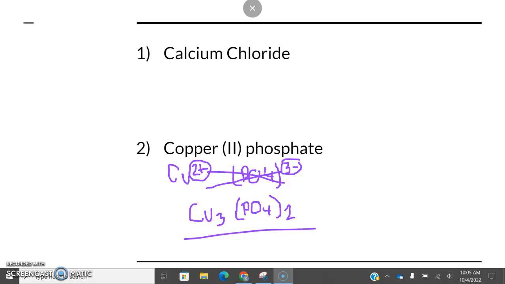Sometimes students get confused because it's copper(II) and then here's copper 3. The 2 refers to the charge. The Roman numerals with transition metals always refer to the charge. So there are examples for figuring out the formula from the name of an ionic compound.